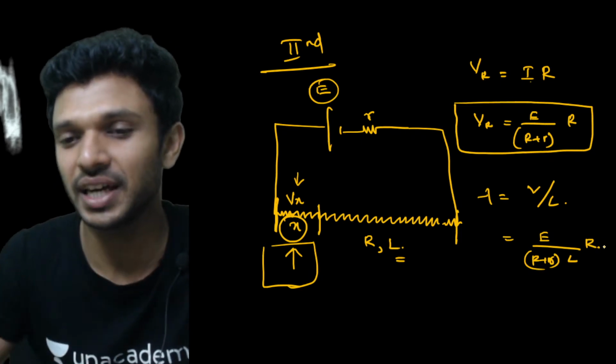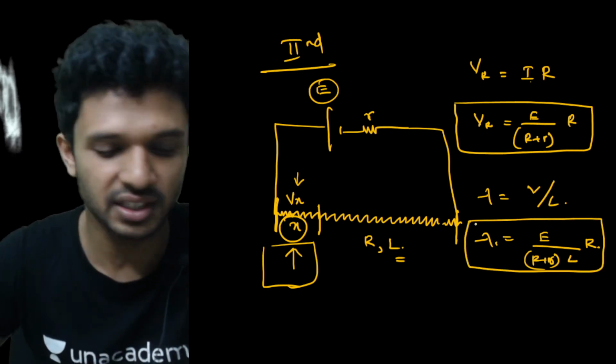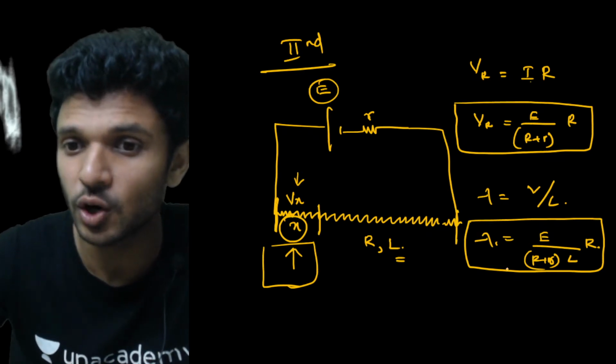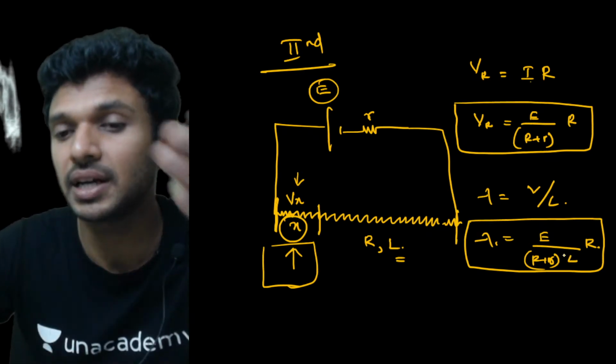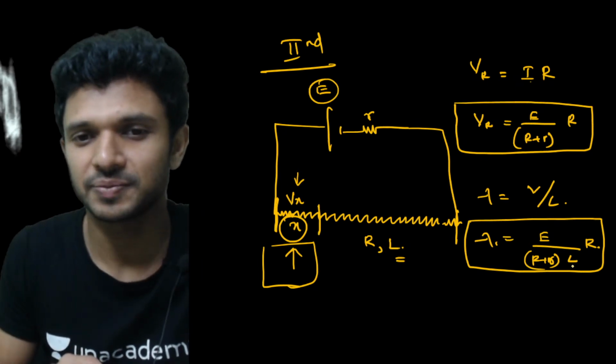This voltage per unit length, we call it as lambda. What is this lambda? Lambda is defined as the voltage dropped over a length of 1 meter or per unit length. E by R plus R into R divided by capital N. Now it's easy.